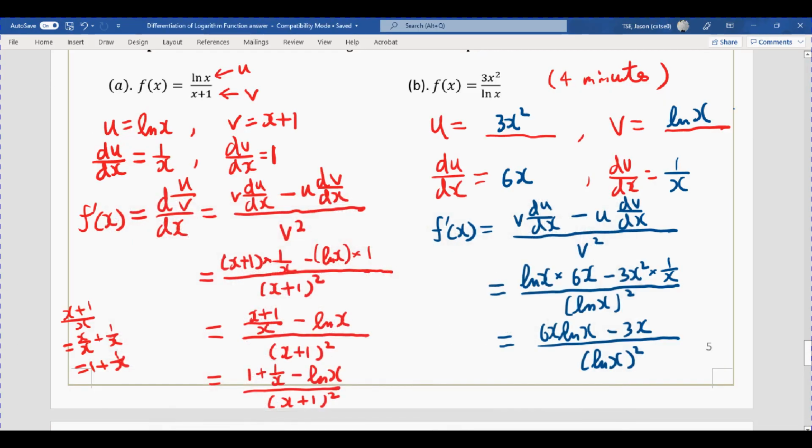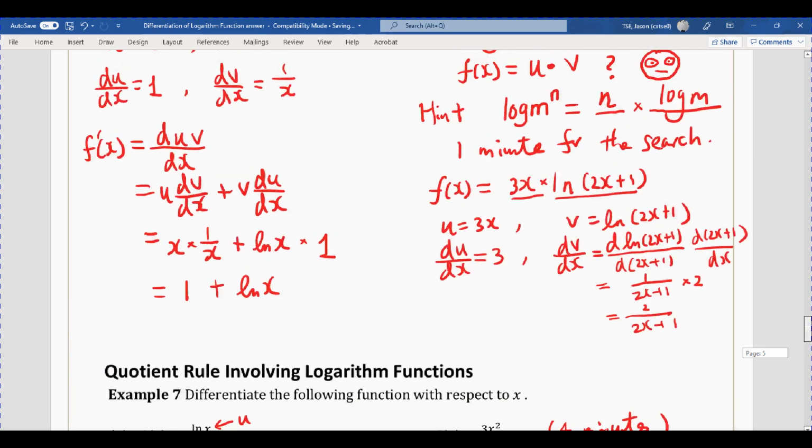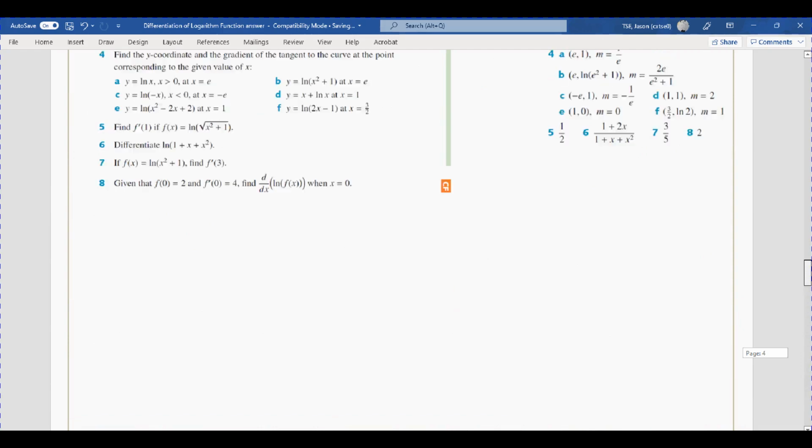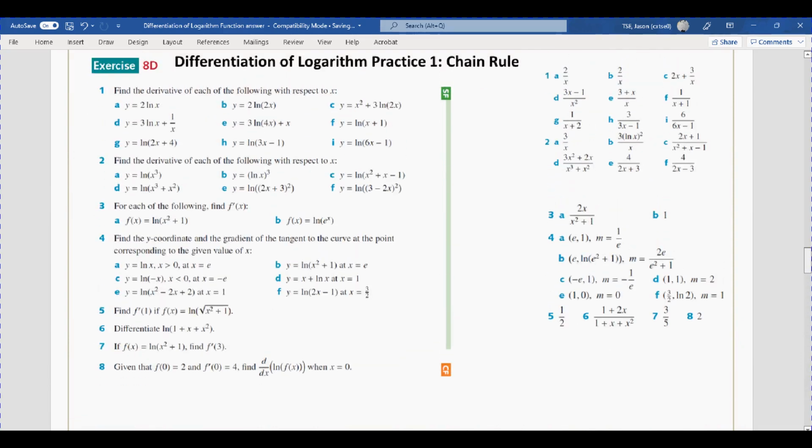Oh, good. So that's it. Then we can say we know how to apply the logarithm, the product rule and the quotient rule of differentiation. Okay, all good. And I'm going to give you some homework, if you don't mind.